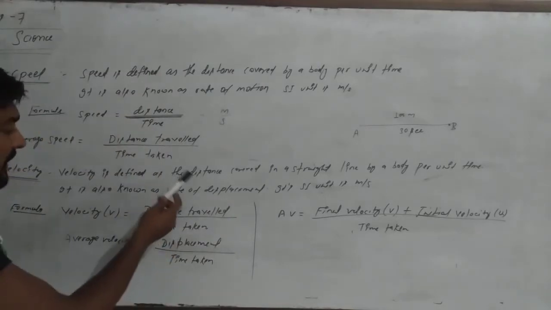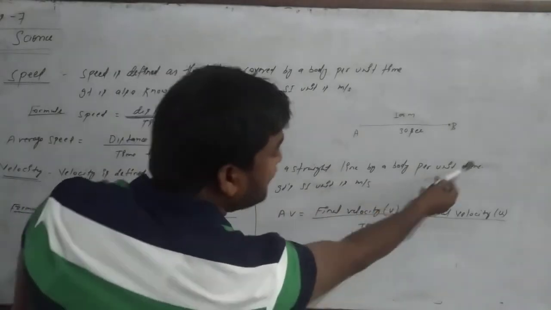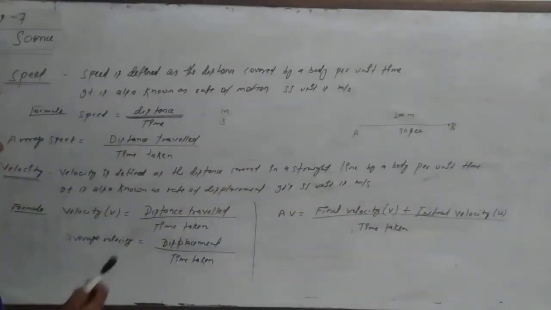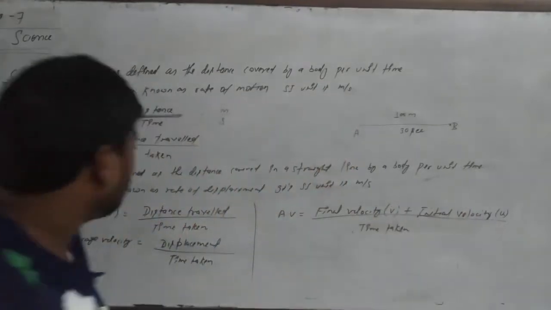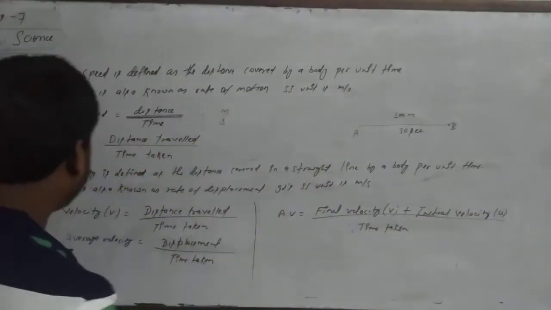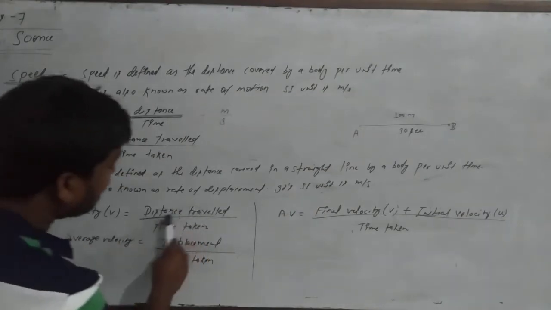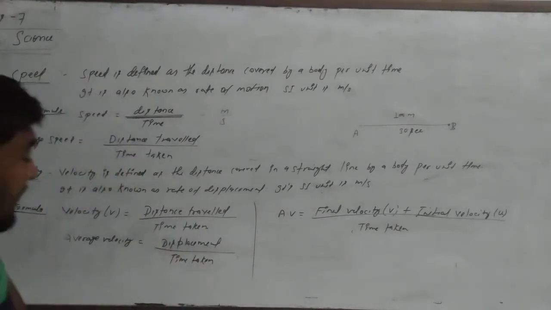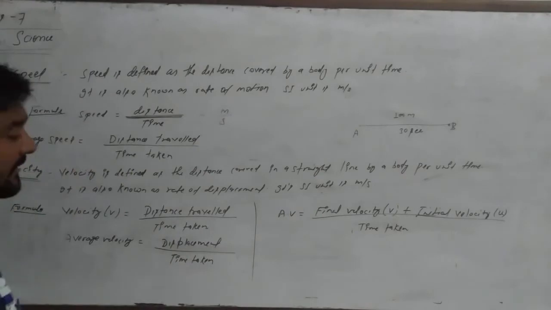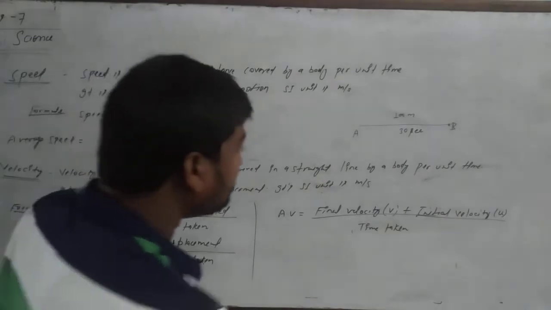Or you can say displacement per unit time. We can define it as the distance covered in a straight line by a body. The unit is the same. Formula: velocity v is the distance traveled by time taken. Average velocity: how can we calculate it? Displacement upon time taken.